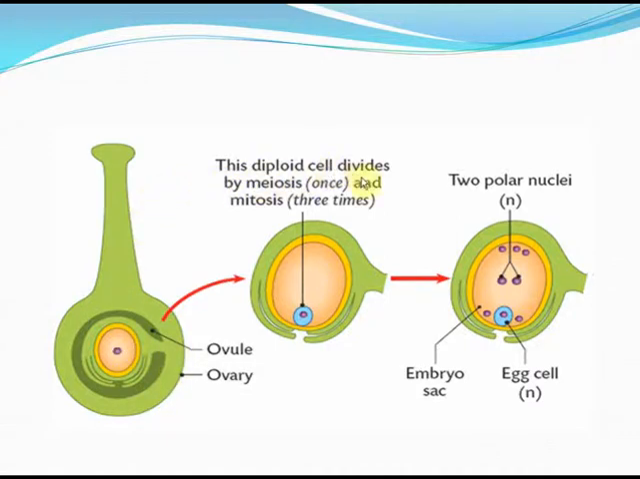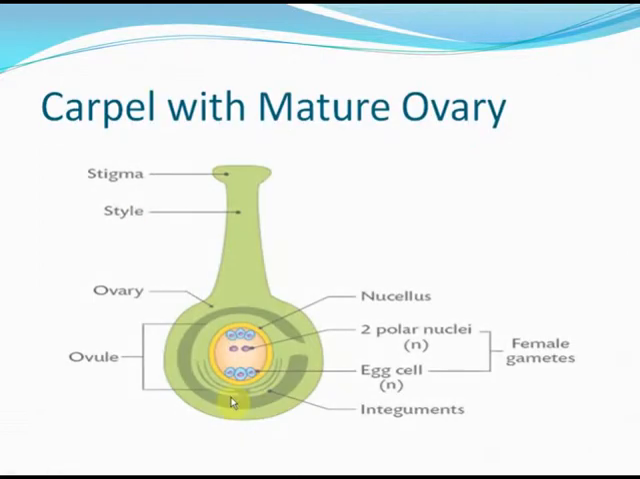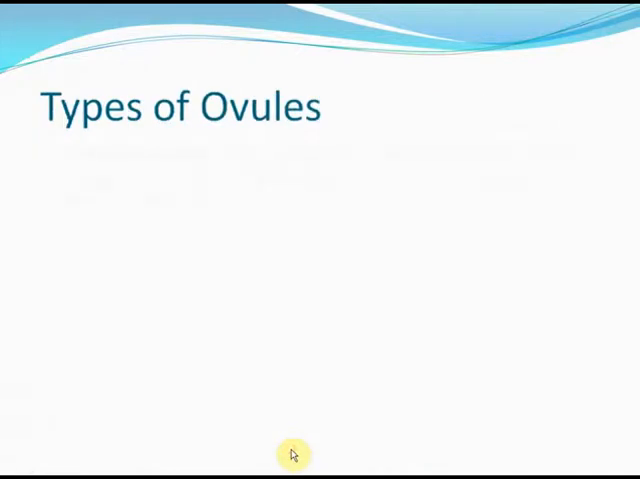This diploid cell divides by meiosis once and mitosis thrice to give 2 polar nuclei, and the embryo sac is formed containing the egg cell. The carpel with mature ovary then develops. This is the stigma, style, ovary and the ovule. The ovule has the nucellus, polar nuclei, the egg cells, the integument, and together they comprise the female gametes.